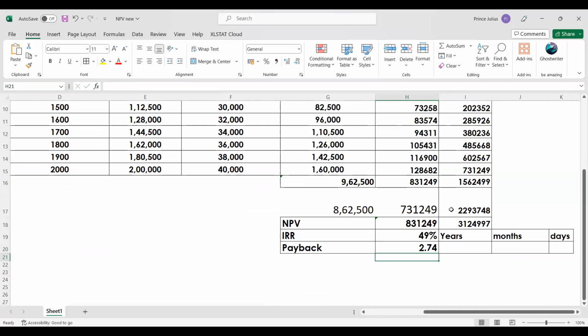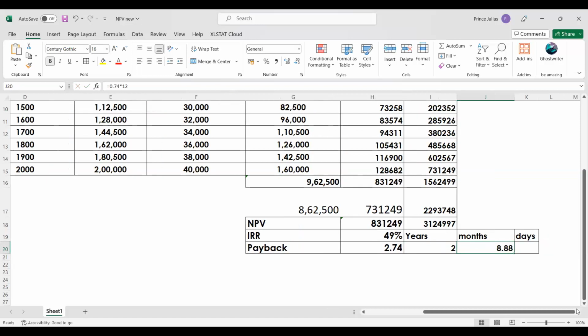So 2 years 0.74. The value 0.74 was given, but you have to convert that into months and days. So first of all, we have the value of this as 2 years. So 2 years is confirmed, and 2 plus 0.74 will give you 2.74. So we need to estimate months as well as days. For that, what you have to do? Take that decimal value, 0.74, multiplied by how many months are there? 12. So you have 8.88 months.